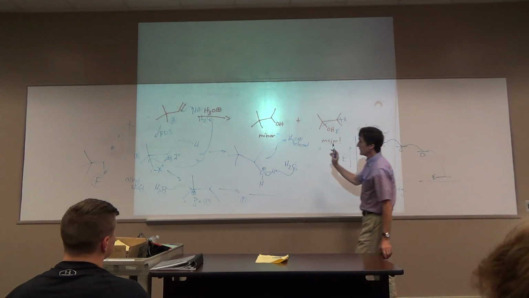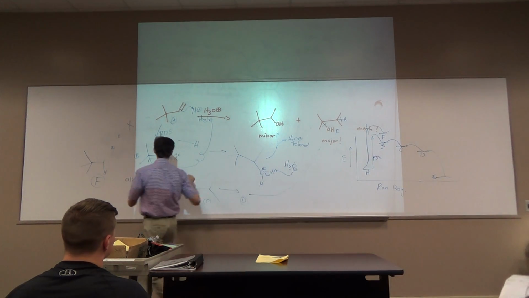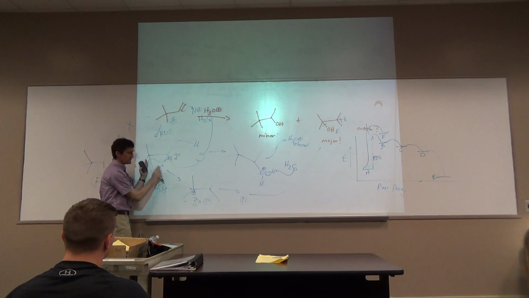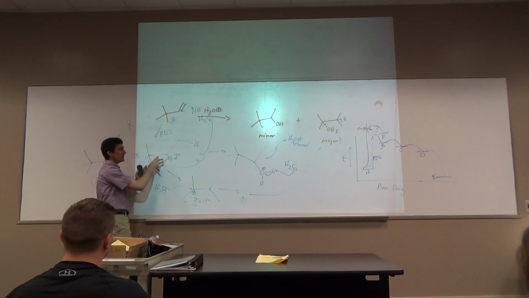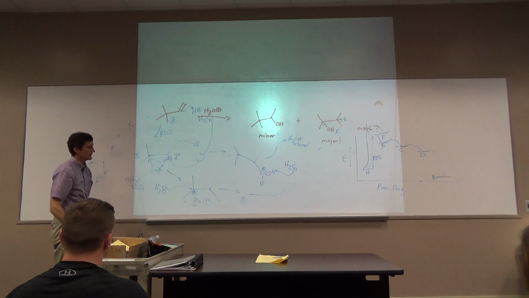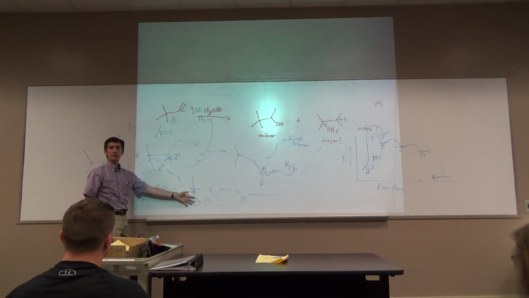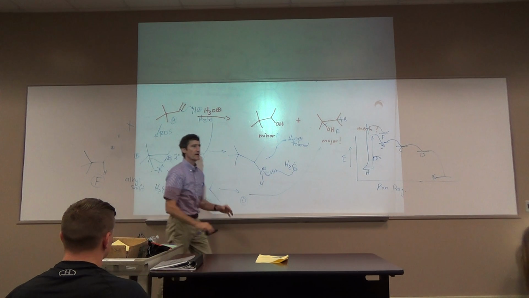The only thing is, how do you get the minor product? Depends on how fast this rearranges, because you could possibly get the water adding to the cation before this rearranges. If so, that gives you your minor product. For us, what do we say? Always rearrange. You say the rearrangement is going to be the major outcome.